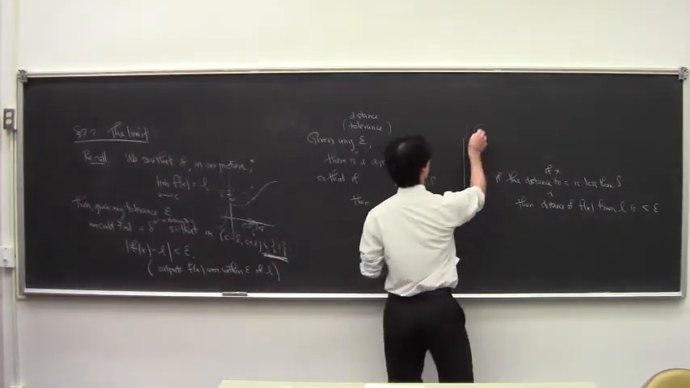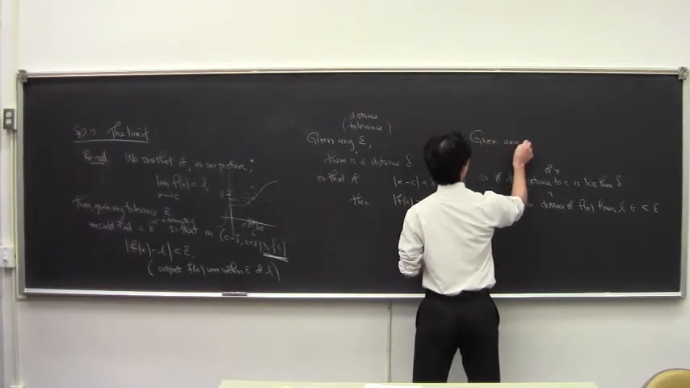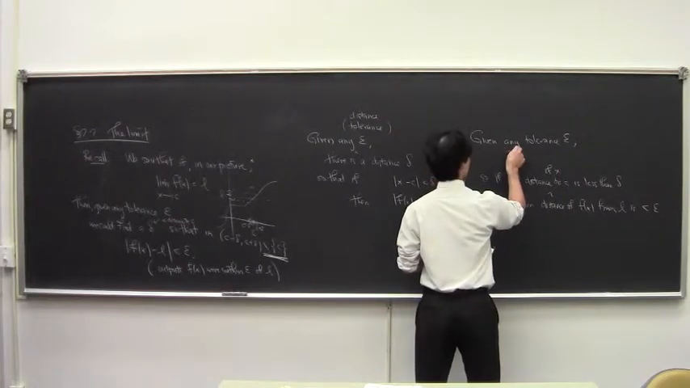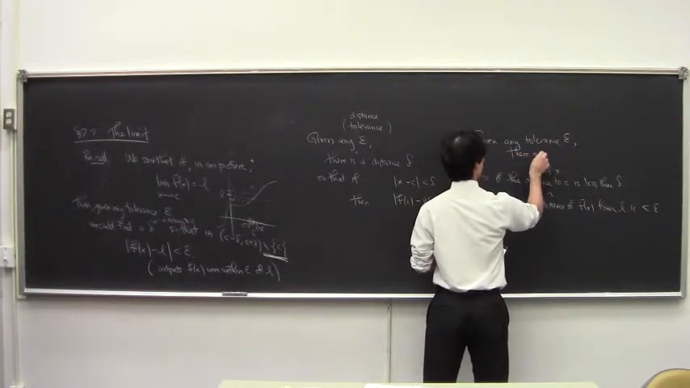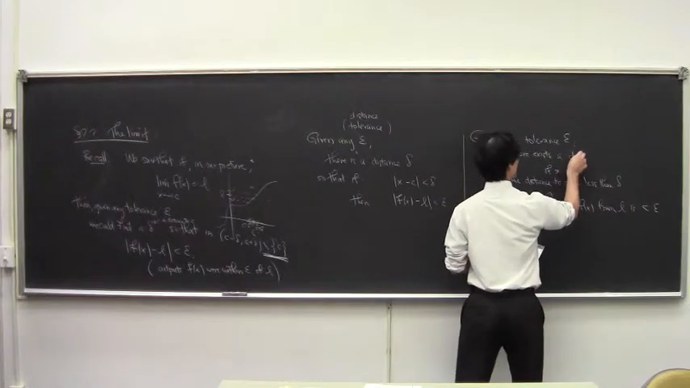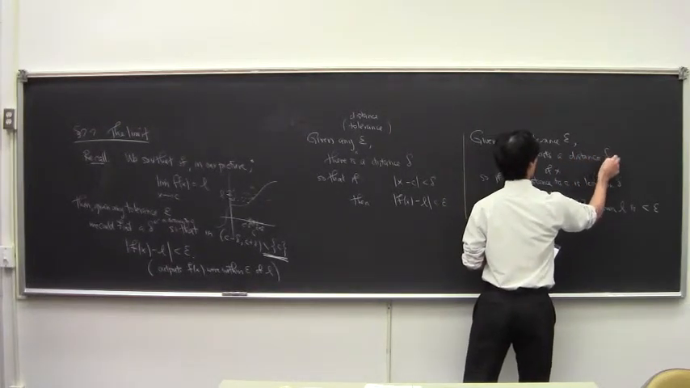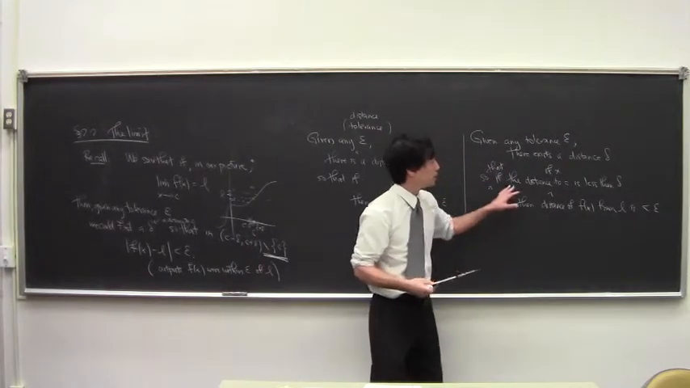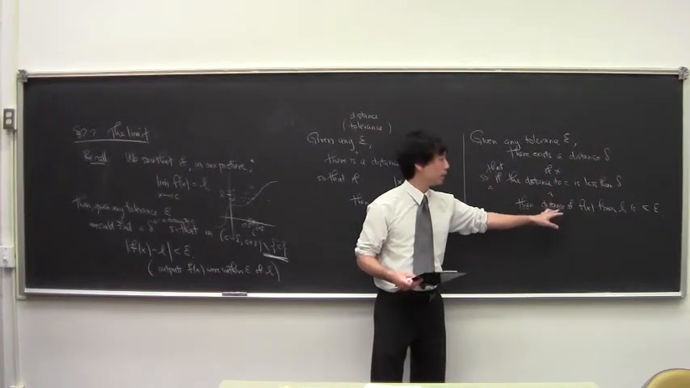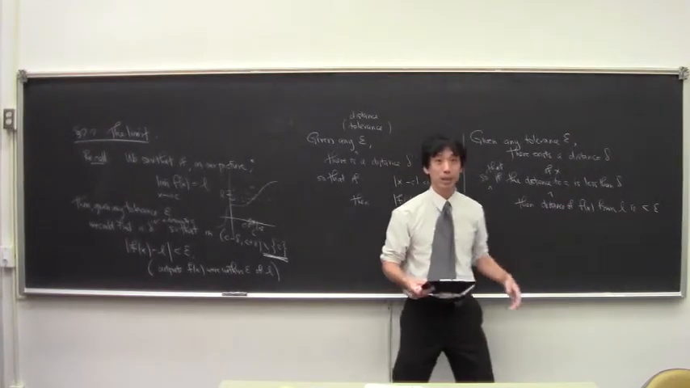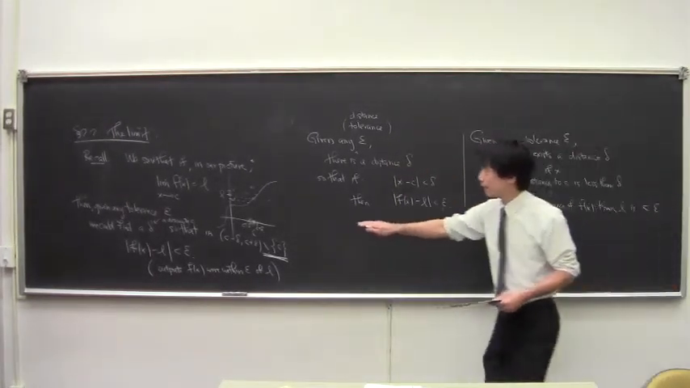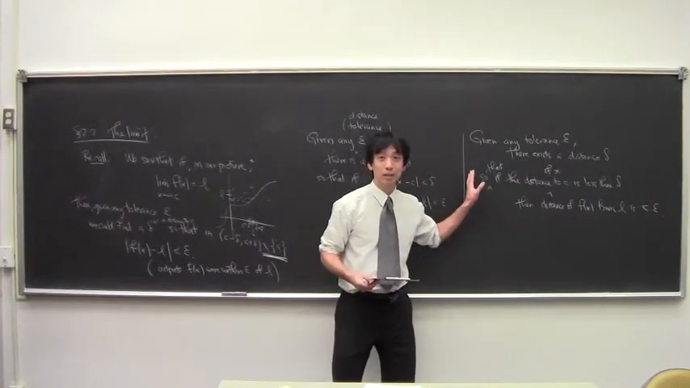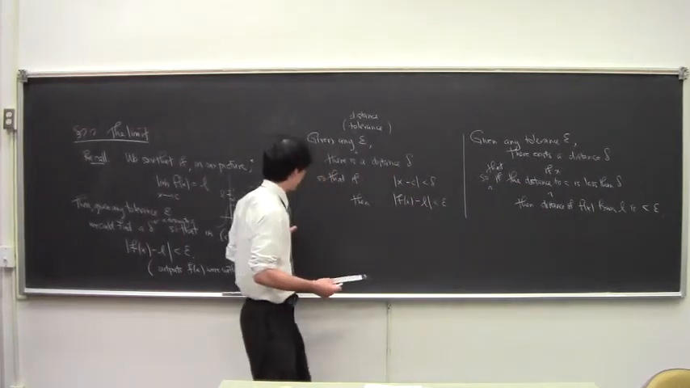Right, so given any tolerance epsilon, there exists a distance delta, so that if the distance of x to c is less than delta, then the distance of f of x from L is less than epsilon. So that's not quite the same thing as I wrote over here. What's the difference? Does anyone catch the difference? I made a small mistake over here when I was trying to translate.